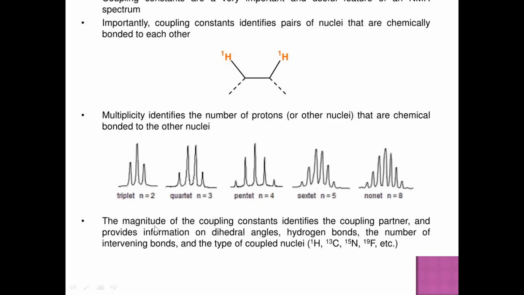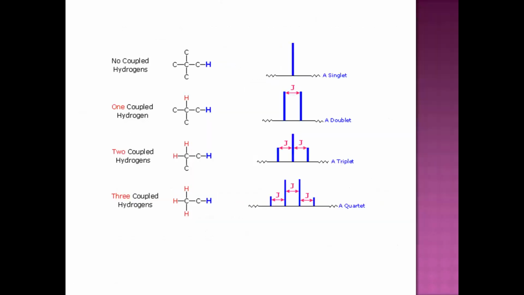The application of the coupling constant is to identify the coupling partners, and it provides information on dihedral angles, hydrogen bonds, number of intervening bonds and type of coupled nuclei. Next, you can see the different types of splitting patterns I have mentioned, and you can easily determine which splitting pattern will occur in different types of organic compounds.